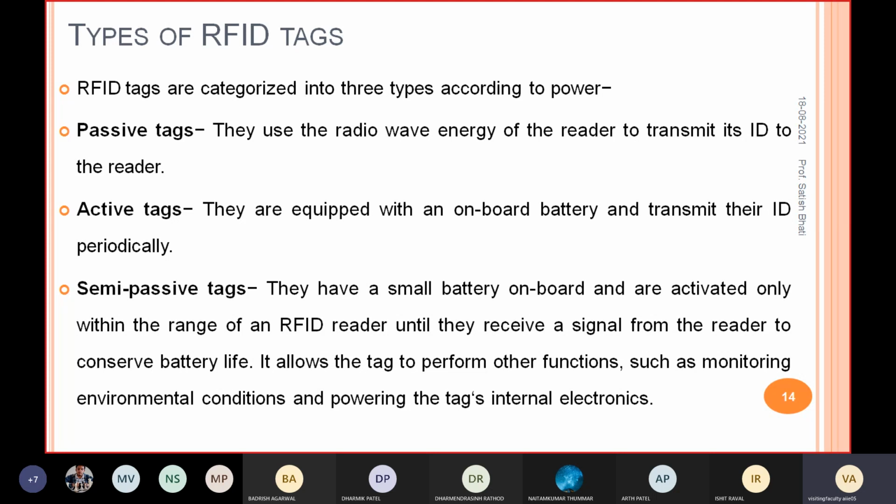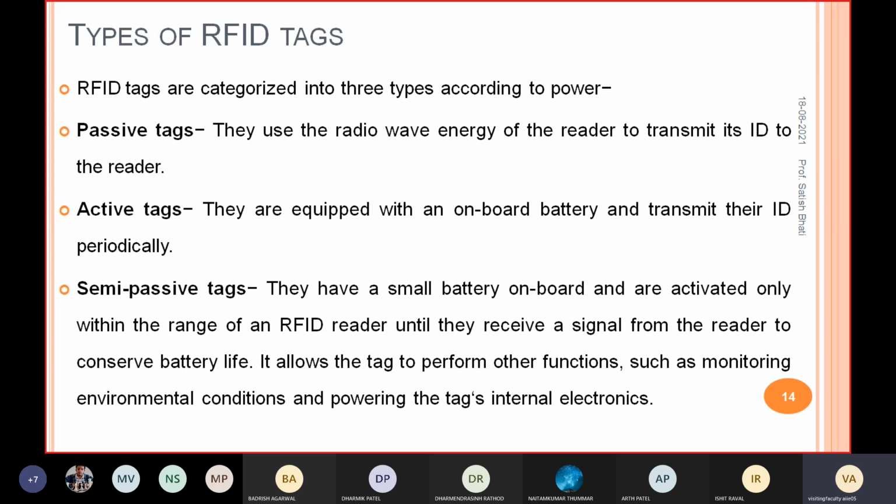So here in the third type, what happened? Your tag has a small battery, but that battery is only activated when your tag goes in the range of your RFID reader, right?